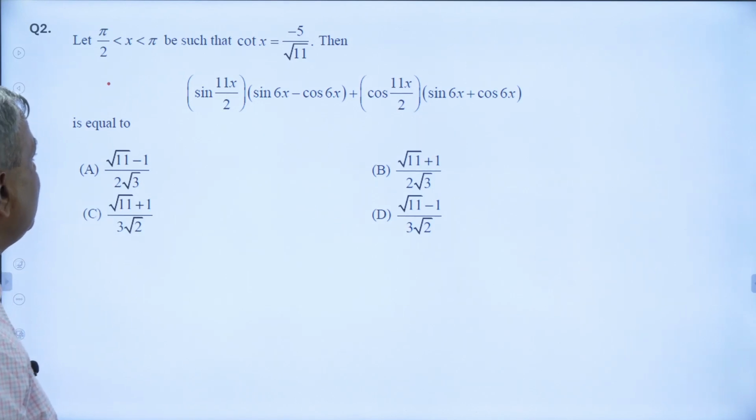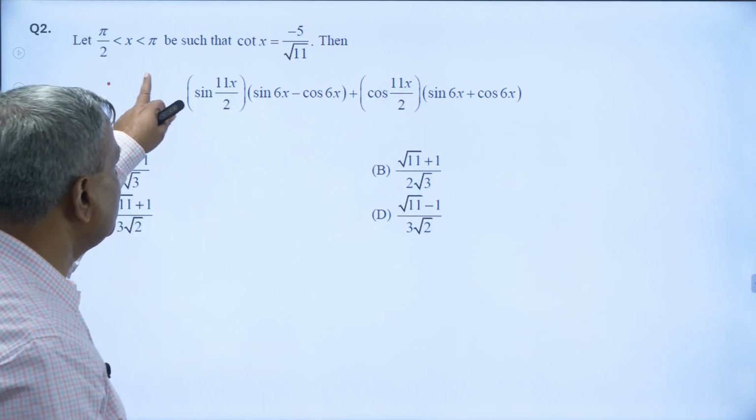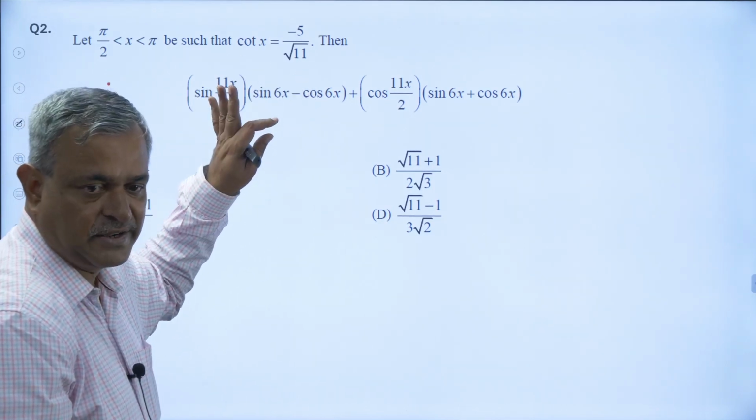This is another problem given. Pi by 2 to pi means second quadrant. Immediately identify the second quadrant. Cot in the second quadrant is negative.